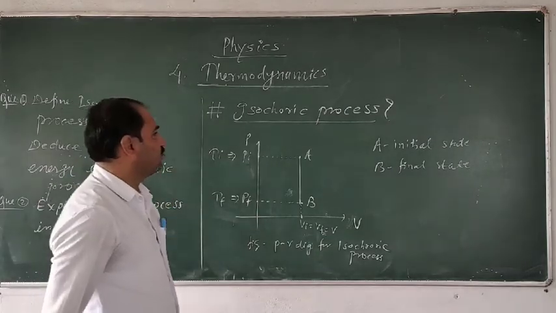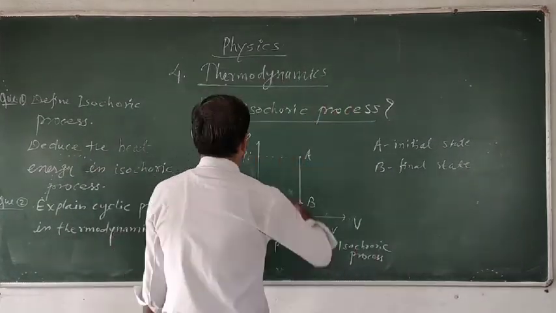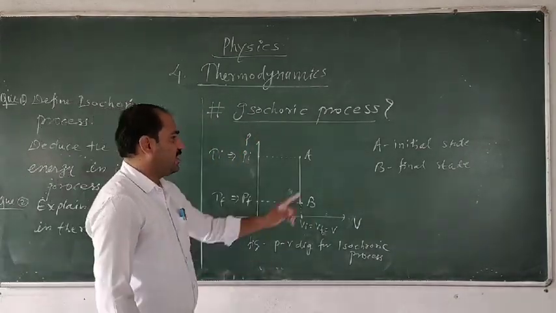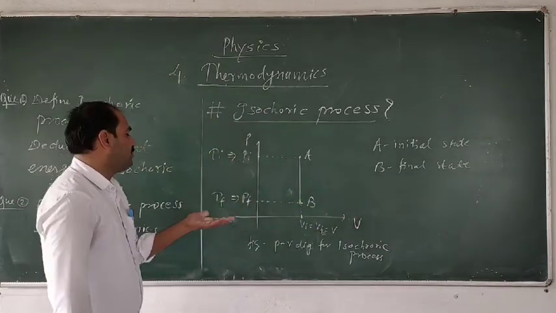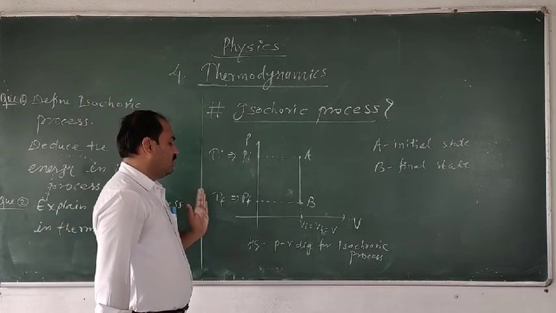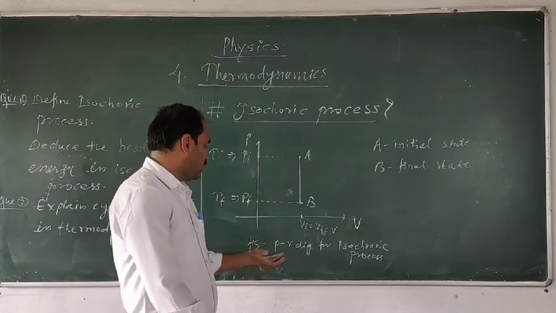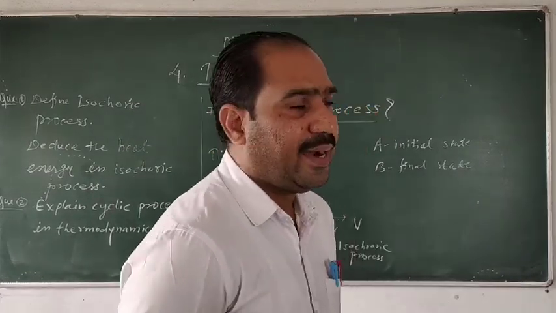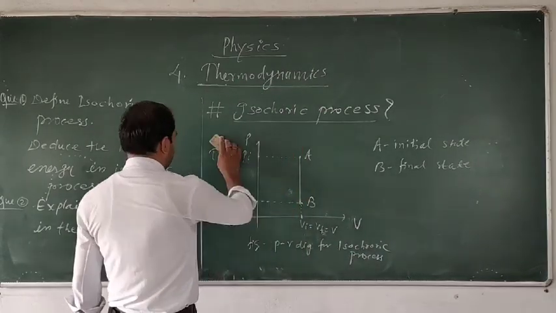This is called the isochoric process, isochore. Now here we have to see the thermodynamics of the isochoric process. Got it? A is the initial state, B is the final state, Pi is the initial pressure, Pf is the final pressure, Ti is the initial temperature, Tf is the final temperature. And this curve of the graph is called the PV diagram for the isochoric process. Let us see the thermodynamics of the isochoric process.